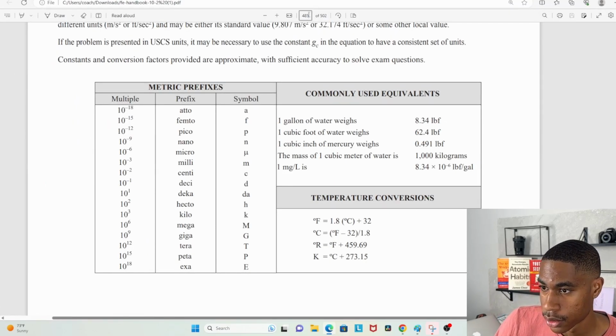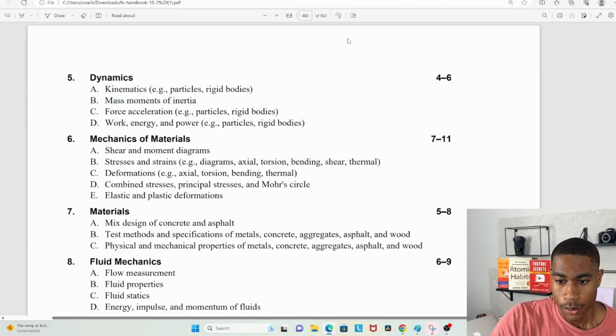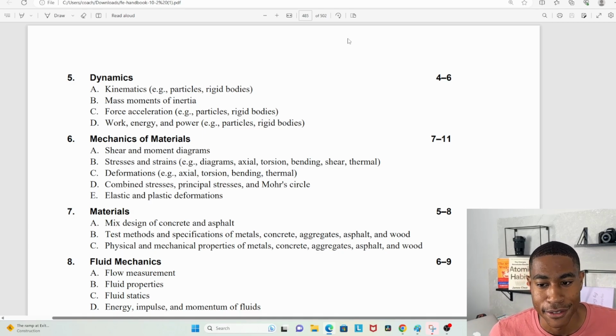Let's take a look at what our next topic will be. Looks like we will be taking a deeper look into deformations. I'm going to try to throw in maybe a thermal deformation practice problem and maybe a few others, so that you have a mix of what they may throw at you on the exam.